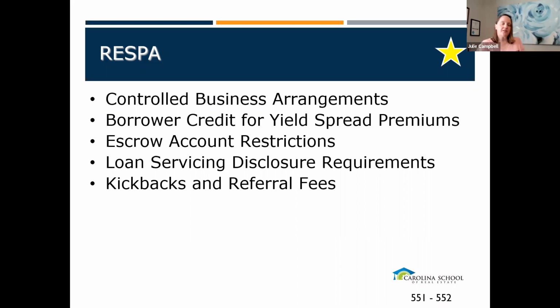RESPA put restrictions on the escrow account. Do you know how we've been saying that you charge a 1/12 of your annual taxes and a 1/12 of your annual insurance as part of your monthly payment? RESPA put a limit on that. RESPA said that the lender can only charge a 1/12 of the annual taxes and a 1/12 of the annual insurance. They put a limit on that.